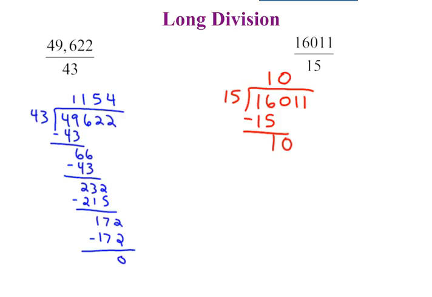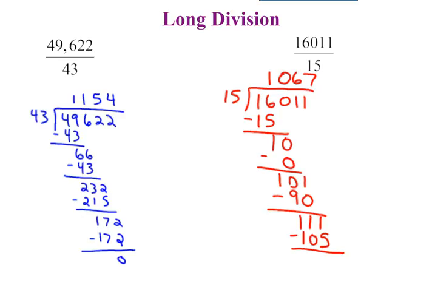0 times 15 is 0. Subtract, we get 10. Bring down the 1 for 101. How many times does 15 go into 101? 6 times 15 is 90. Subtract, we get 11. Bring down the other 1, get 111. How many times does 15 go into 111? 7 times. 7 times 15 is 105. So subtract here, we end up with a remainder of 6.